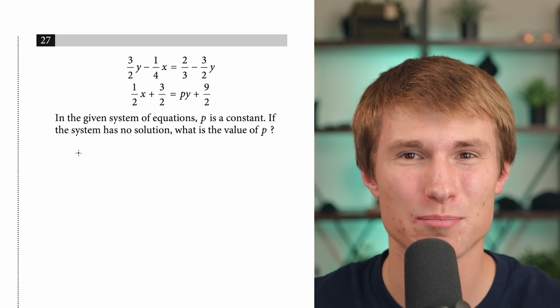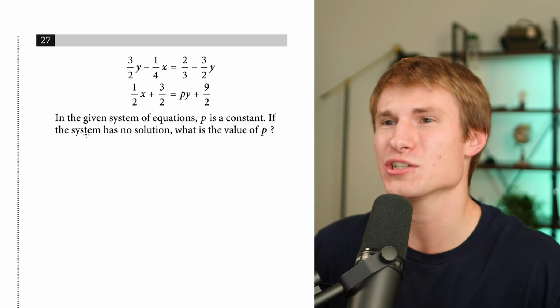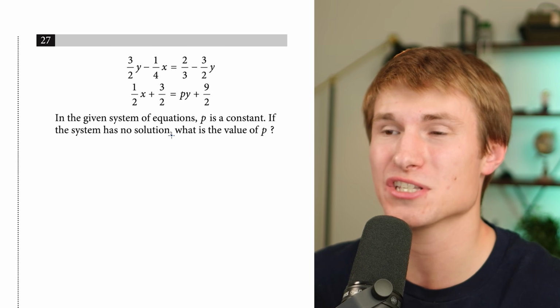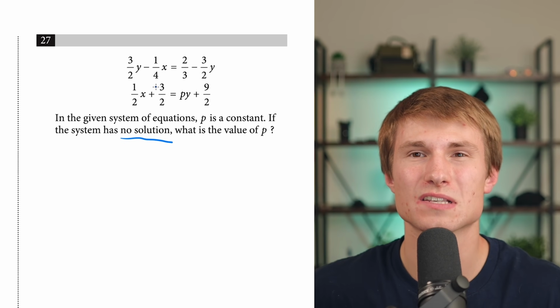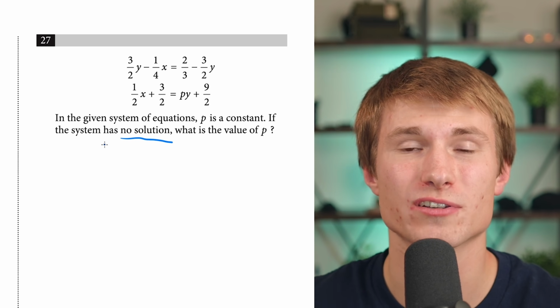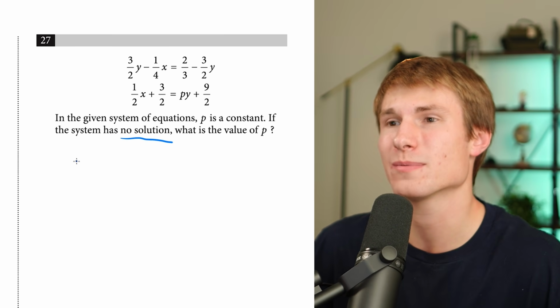This SAT math problem may seem scary, but it's actually really easy, and today I'm going to explain why. Question 27 states, in the given system of equations, p is a constant. If the system has no solution, what is the value of p? So this is a system of linear equations, and in order for a system of linear equations to have no solution, the slopes must be the same, but the y-intercepts must be different.